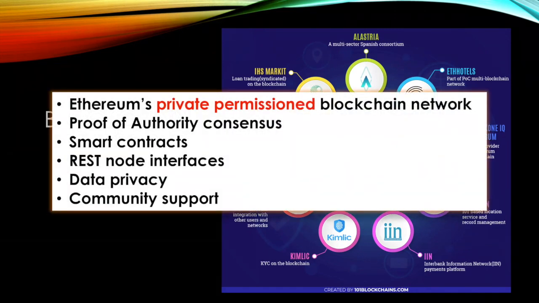It does use proof of authority for consensus, which means that you have to have a number of nodes agree that whoever's adding the block has been given the authority to add blocks and data to the blockchain. It does have smart contracts. It does use REST node interfaces. It does have data privacy, and it does have community support. It's not a widely used platform, so the support for it and the use of it is not quite as large as the other ones.